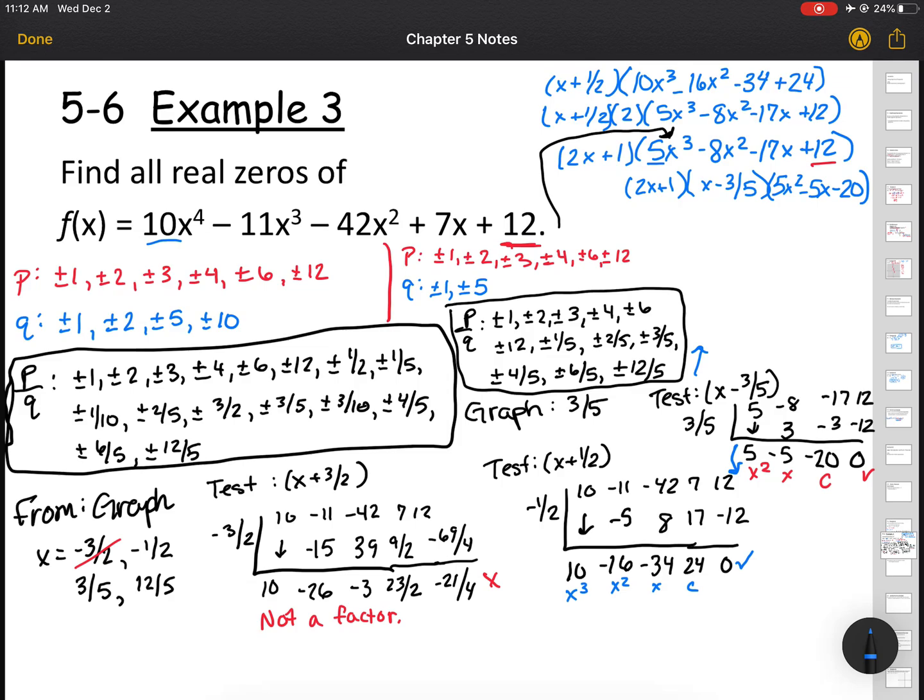Okay, so now you just got to see, can 5x squared minus 5x minus 20, can that factor? Turns out if you try to do the x method, it will not factor nicely. But if I look across here at my coefficients, I can pull out a 5. Okay, so 2x plus 1, x minus 3/5, pulled out a 5, and I'm left with x squared minus x minus 4. And I could just simplify that x minus 3/5 times 5, so 2x plus 1, and then 5x minus 3 there, times x squared minus x minus 4.